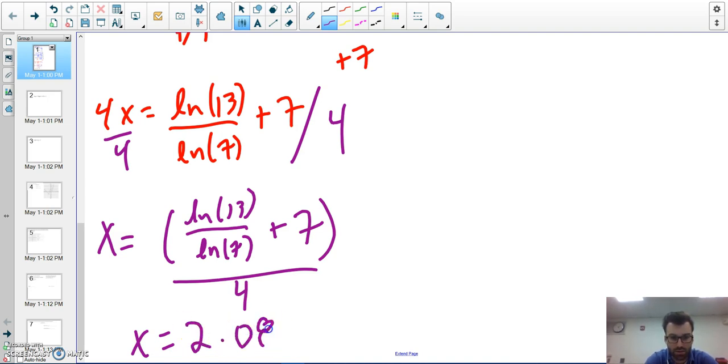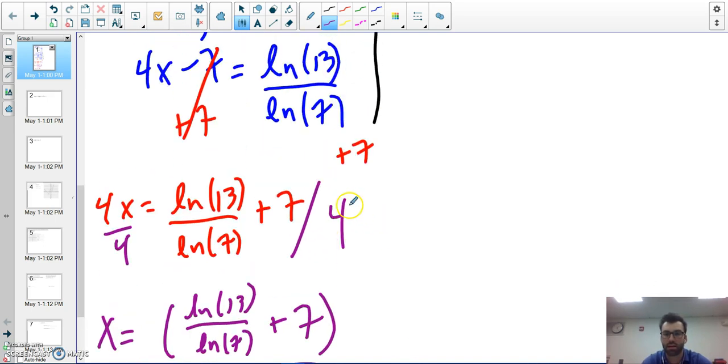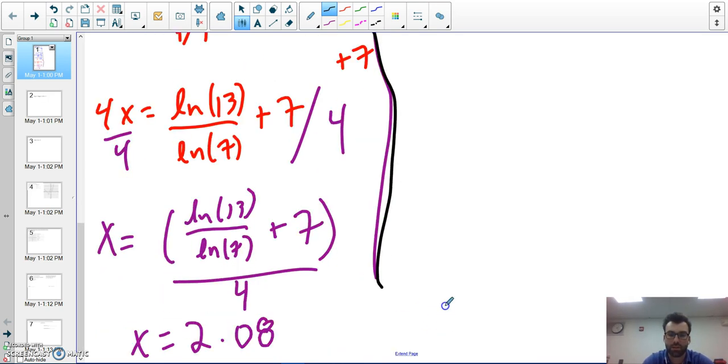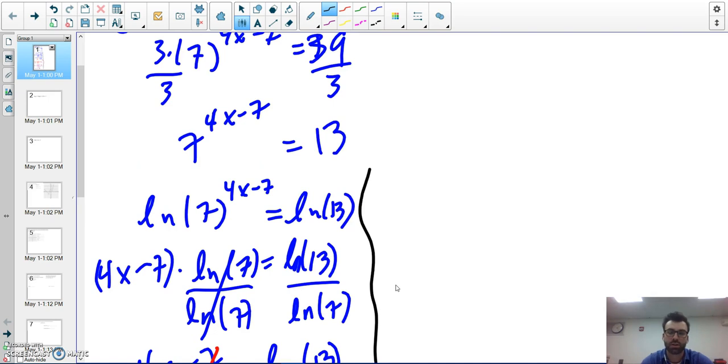Now here's the deal. When I plug this into my calculator, I want to do it in the order as it appears. I want to do the natural log of 13 divided by the natural log of 7. Enter. Get that decimal. Add 7 to whatever that decimal is. Press enter. And then divide by 4 at the end. Be careful with your order when inputting things into your calculator. The last thing you want is to make a calculator error.